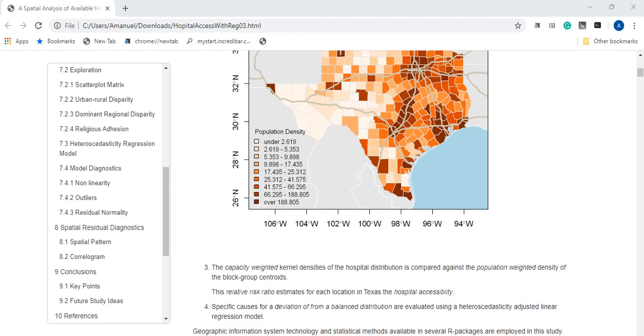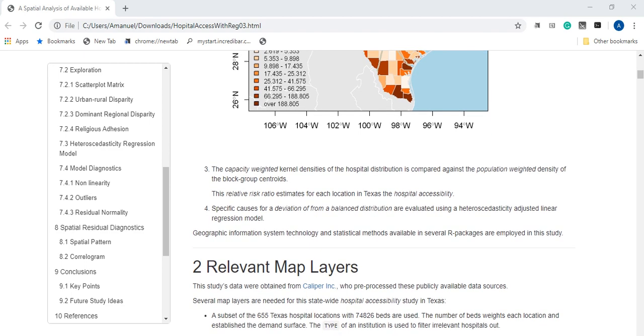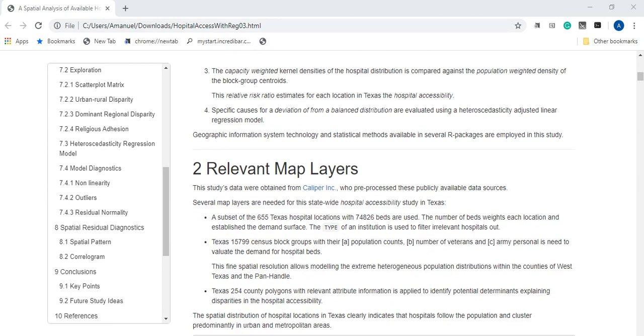So the capacity weighted kernel densities of the hospital distribution is compared against the population weight density of the block group centroids, and GIS technology and statistical methods available in several R packages are employed in this study.